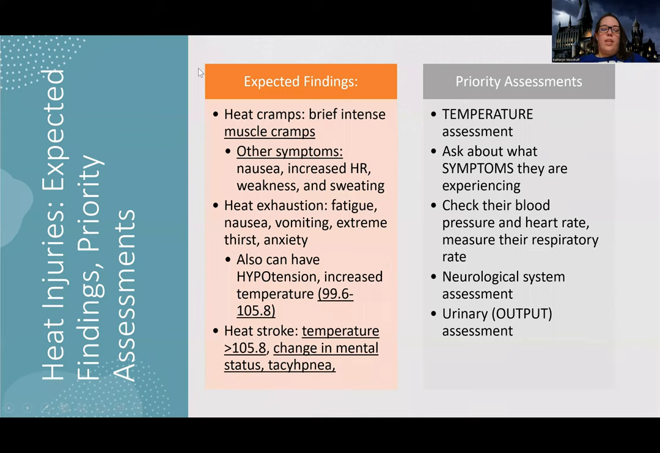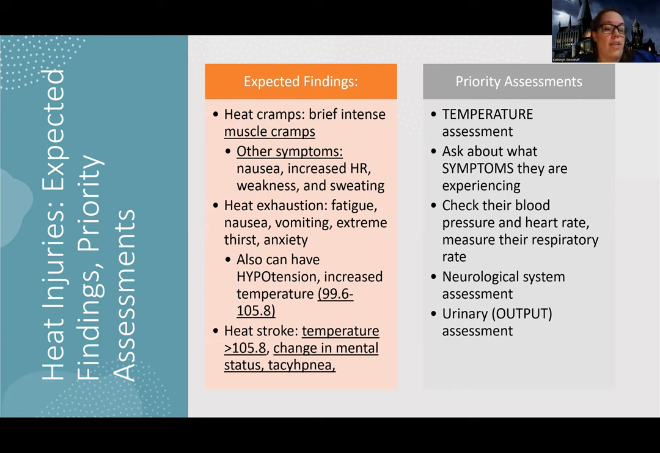So to differentiate these by symptoms, when we look at heat cramps, like I said, they're those brief, intense moments of exposure to heat, and they can end up with symptoms of dehydration, like increased heart rate, sweating, nausea, weakness. But they're called heat cramps because they usually have brief, intense muscle cramps. So that's how those are different. They don't necessarily have an increase in temperature. A lot of times it's just the cramps and then signs of dehydration.